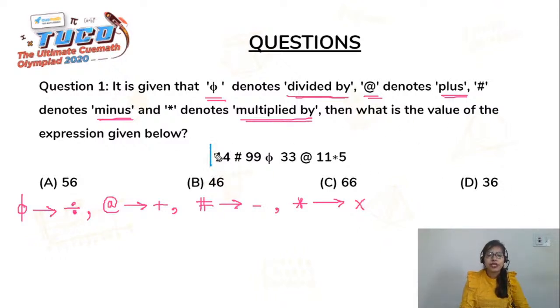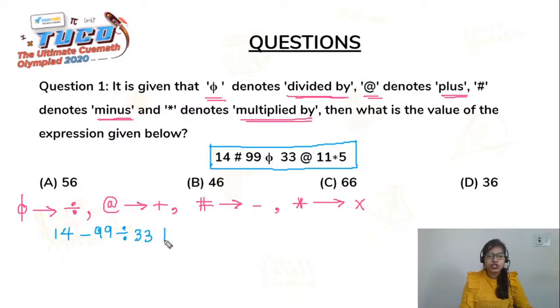So here goes our expression. All of you can see the expression, and we are going to replace these symbols with the respective operators that have been given to us in the question. Okay. Based on this, let me just substitute. 14 hash, so we know that hash basically denotes a subtraction, minus 99, a phi denotes a division, divided by 33, at the rate denotes an addition. So we have a plus, and then we have 11, and we have this star, which basically denotes multiplication, times 5.